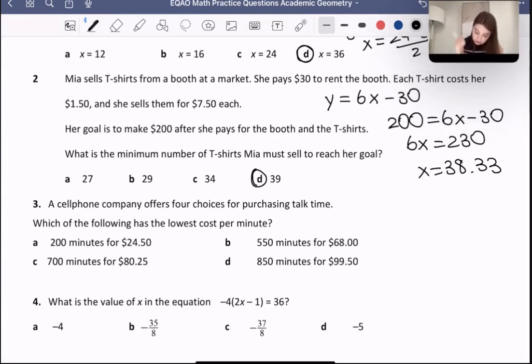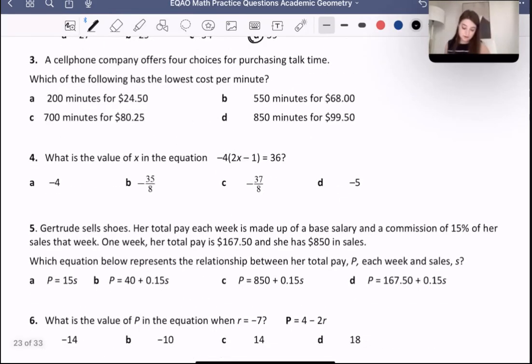because we need to know what's the minimum number of shirts she must sell. And it's not really possible to sell 38 shirts and a third, right? So therefore, we go up to 39, and she'd slightly surpass her goal if she did, right? Because she can't actually make exactly $200. It would be slightly more or slightly less depending on the shirts. So we just round up in this case to 39 shirts that she must sell in order to make $200 and also pay to rent the booth. Awesome.